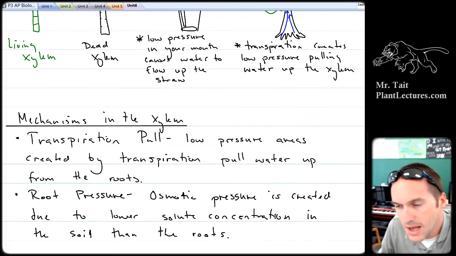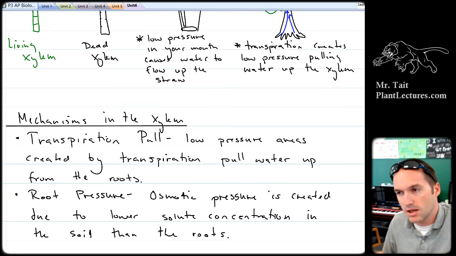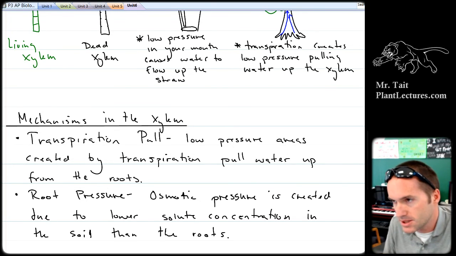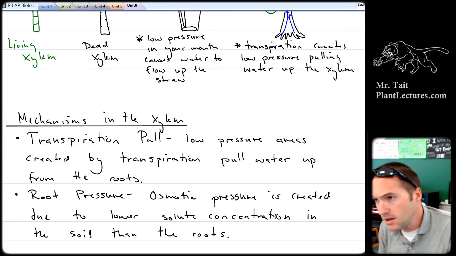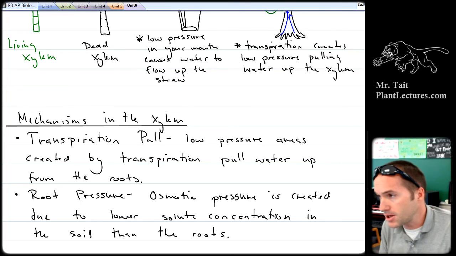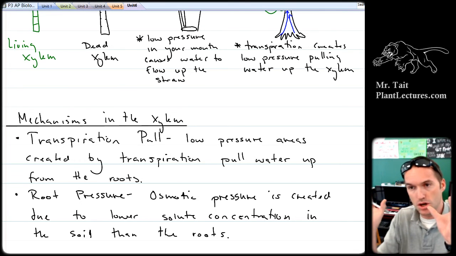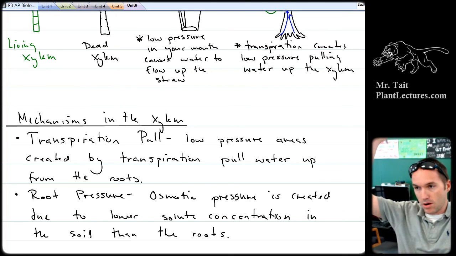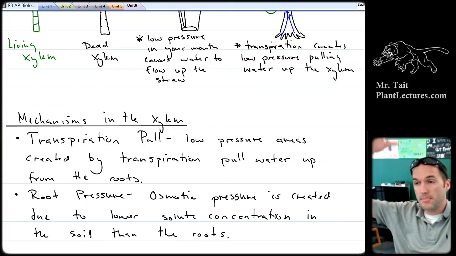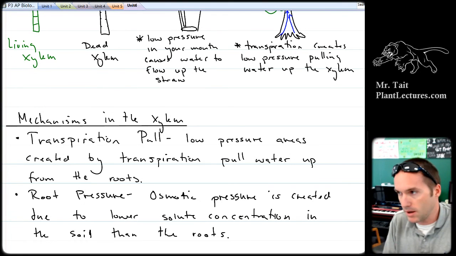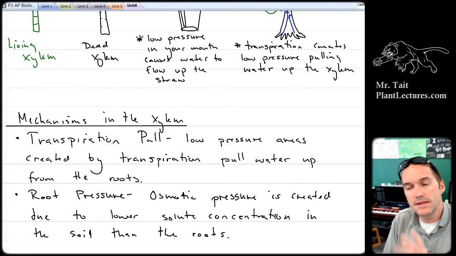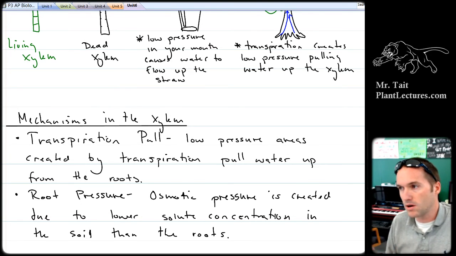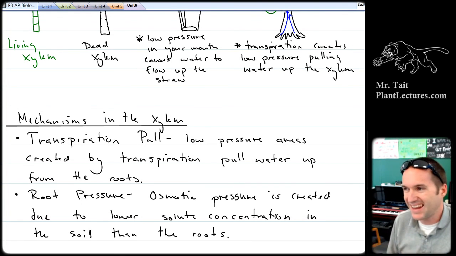Okay, in other words, a higher solute concentration in the roots is going to cause water to flow in through osmosis. As water flows in, that's going to create an area of higher pressure, which is going to push water up the tree. So you've got transpiration pull, pulling water out of the tree, pulling water up, and you've got root pressure pushing water in. Okay, these two forces combined are going to allow for a significant amount of water to be moved throughout a plant at any given point.